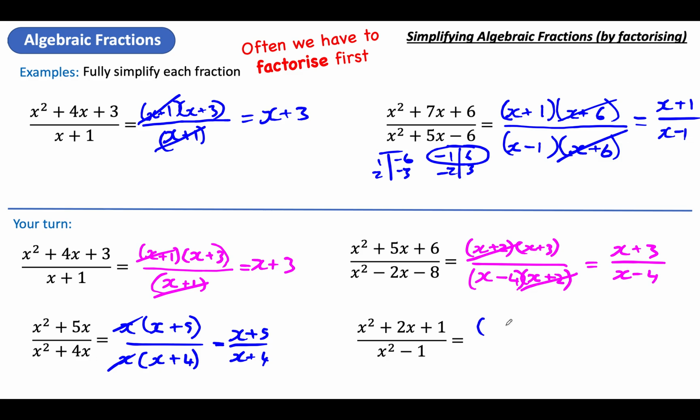Now, did you take my hint on this one? I wonder. Right, the top of this is x plus 1 and x plus 1. 1 times 1 is 1, 1 plus 1 is 2. Now, the bottom is difference of two squares. I did say it twice. That's one square number, take away another square number. So it's x plus 1, x minus 1.